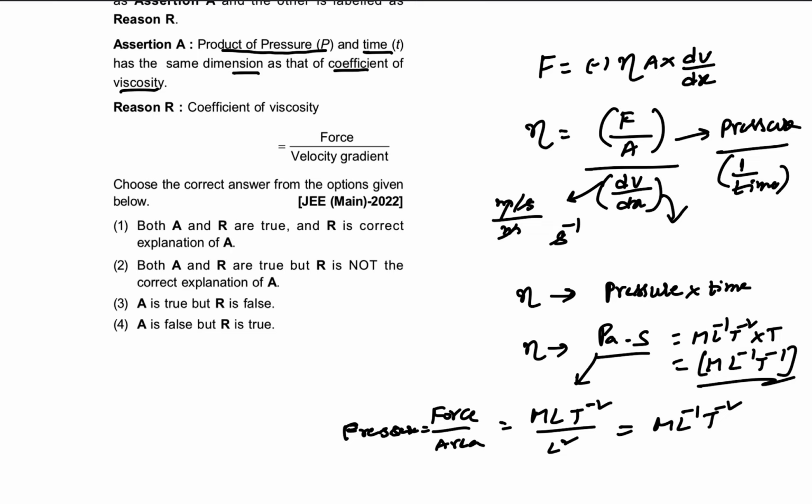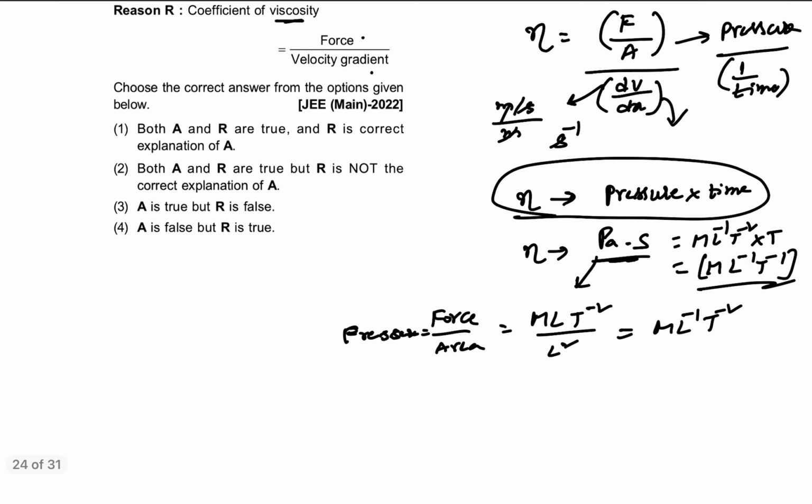Anyway, they are not asking that. I am just writing the dimensional formula of eta. The product of pressure into time is the coefficient of viscosity. Correct only. Coefficient of viscosity can be written as force by velocity gradient.